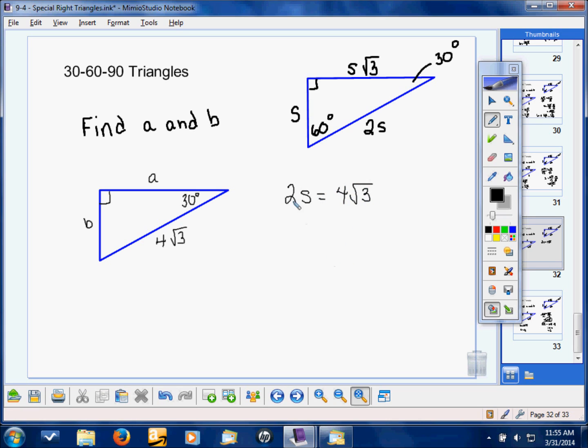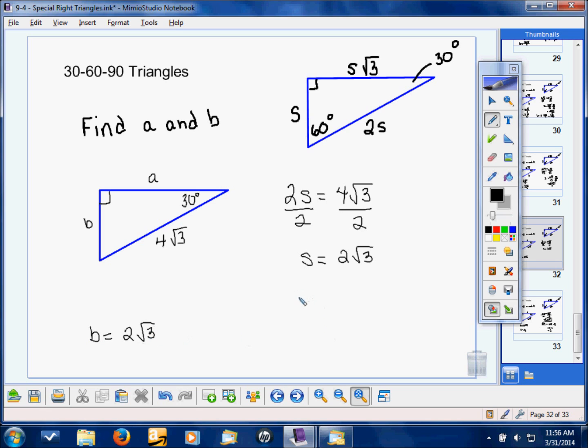Then how do you get s alone? Divide by 2. So this math is a little easier. No radical in the denominator or anything like that. S is 2 square roots of 3. Which one is that then, A or B? B. You see, the side across from the 30 will be the one that's the standalone s. So we found B first this time: 2 square roots of 3.